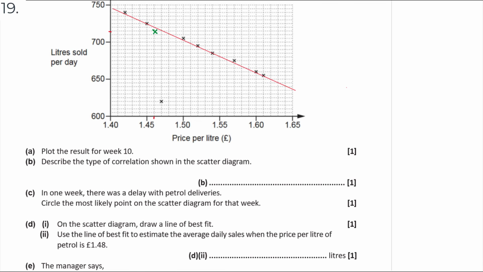It's pretty strong apart from that weird little outlier down at the bottom there. I'm just going to say negative because it doesn't ask me to comment on the strength, so just the type. So it's negative correlation because it's sloping downwards.